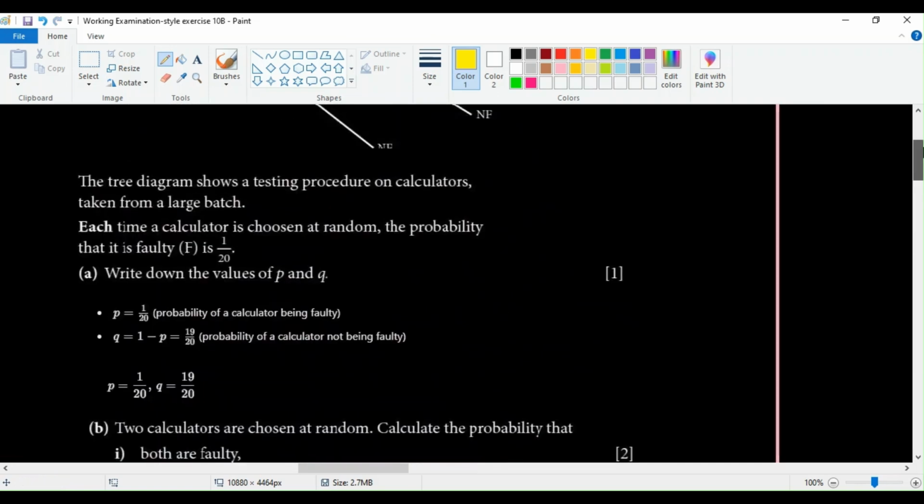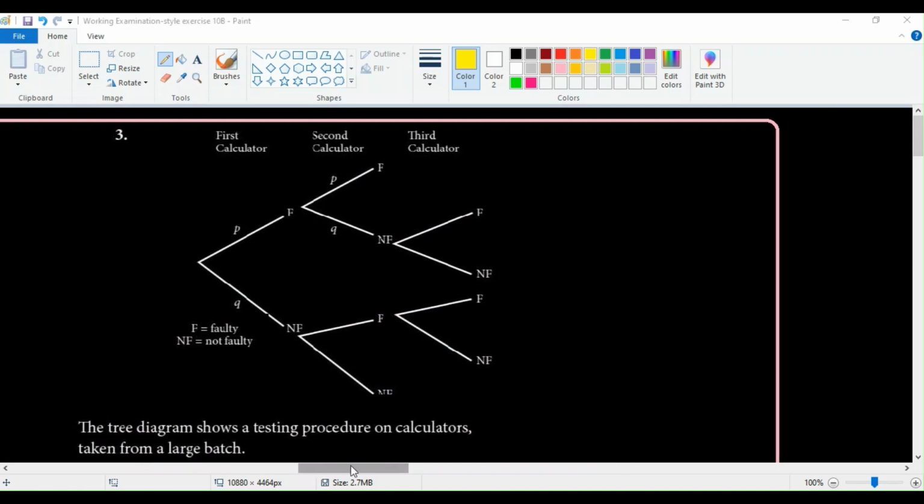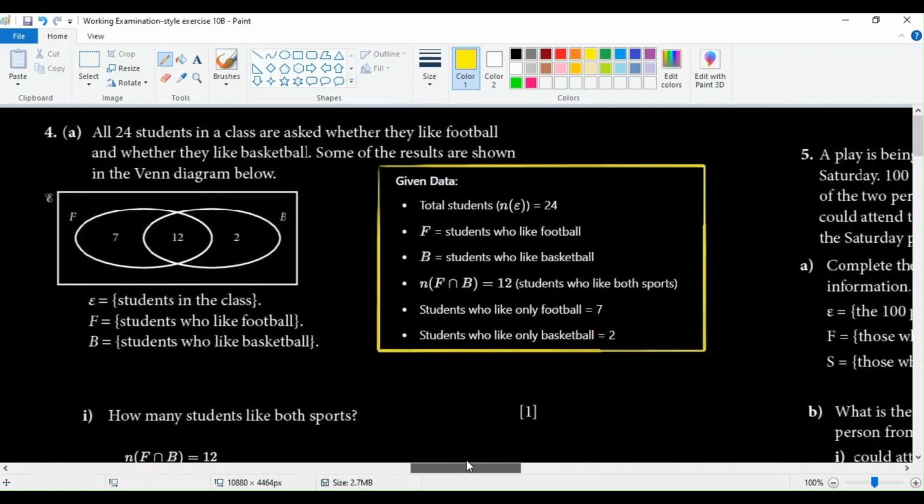Moving on to the next part. Next part is about 24 students in a class asked whether they like football and whether they like basketball. Some of the results are shown in the Venn diagram.